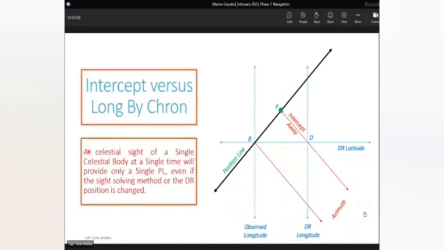Now, how is that possible? We had different formulas for intercept and for long by chron. How can both of them give us the same PL? Let's try to understand using this diagram.